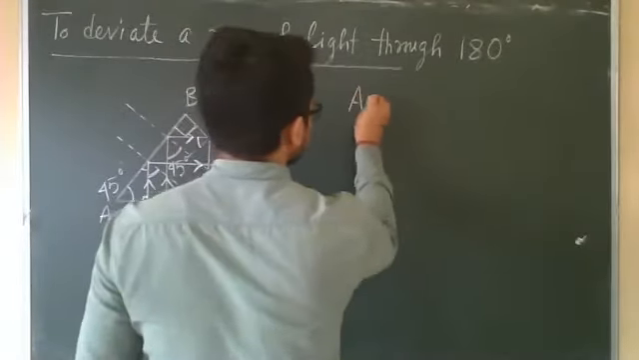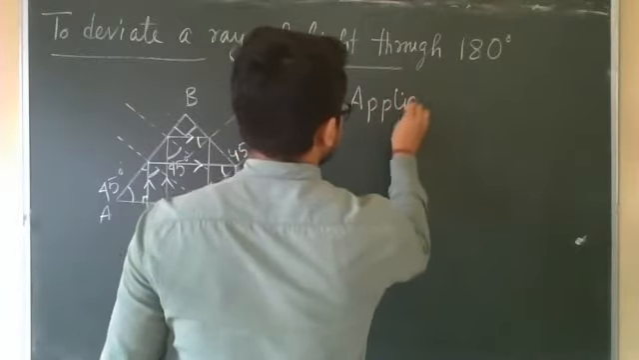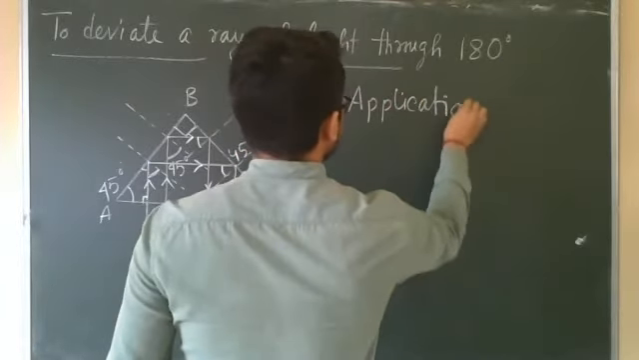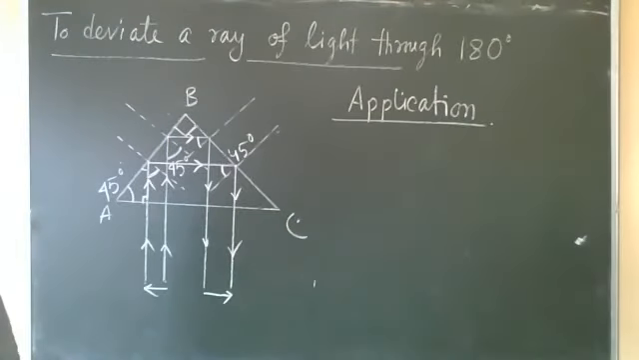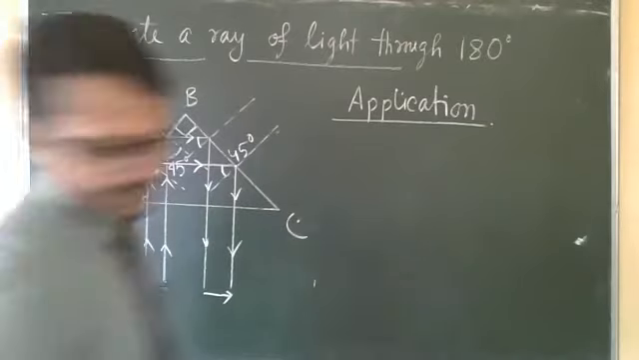Application. Why is this kind of prism used in place of a mirror? Because intensity will not decrease. There will be no loss of intensity. Okay.